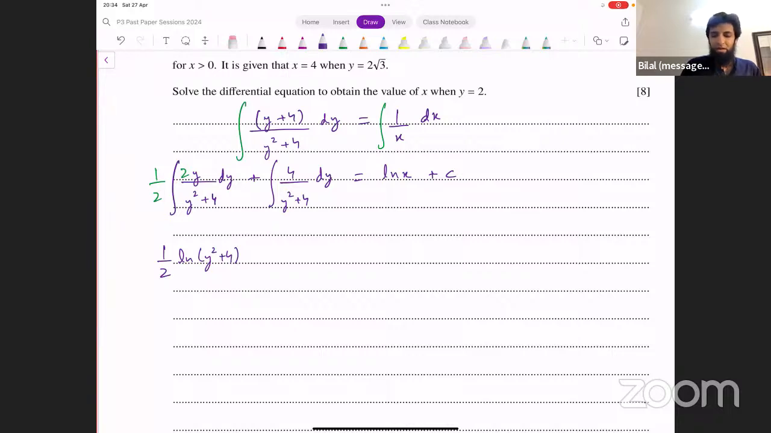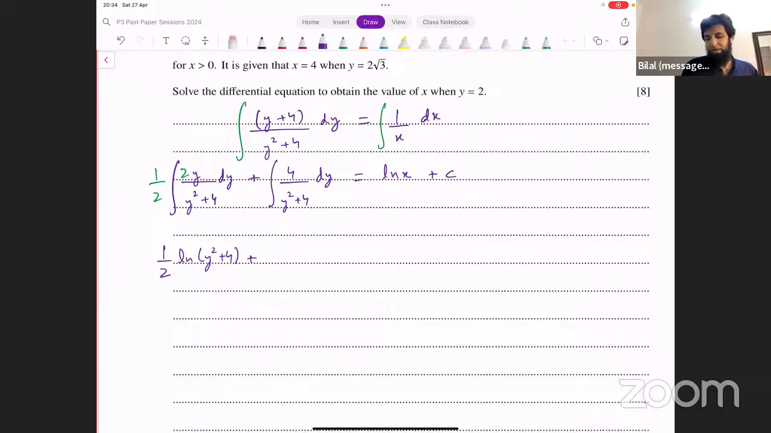Fardeen, think again. Okay, what about this? 4 over y squared plus 4. How do we integrate this? Which form is this? This is tan inverse form. Constant in the numerator. In the denominator, you've got a square term, a constant term, and plus between them. That's the form that we have for tan inverse.